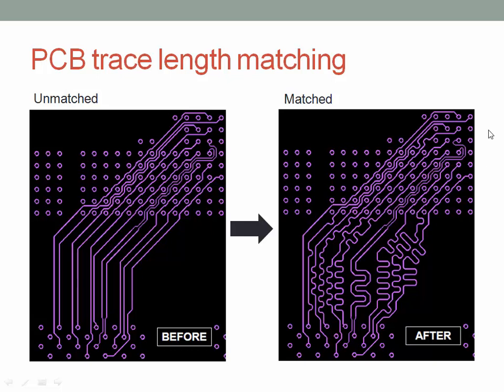For the DQ signals to be read out properly on the receiving end, they have to be aligned with the DQS lines. That means the DQ and DQS have to arrive at the receiving end at the same time. For that, we do something called PCB trace length matching. These are the unmatched traces on the left side, and this is how matching is done for PCB traces.